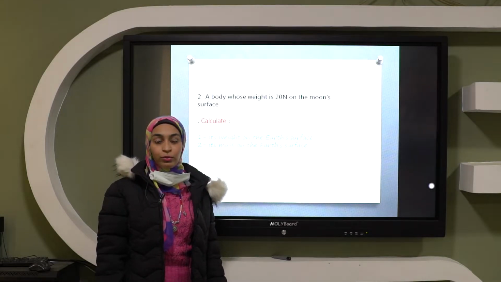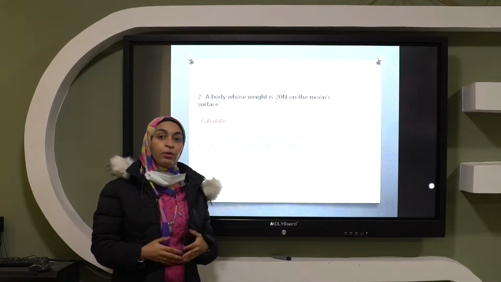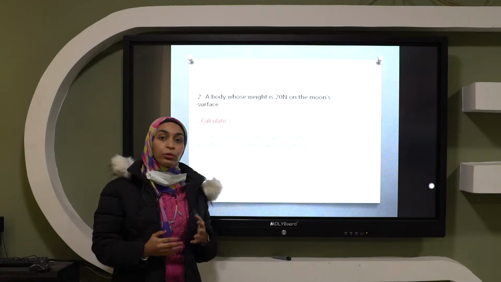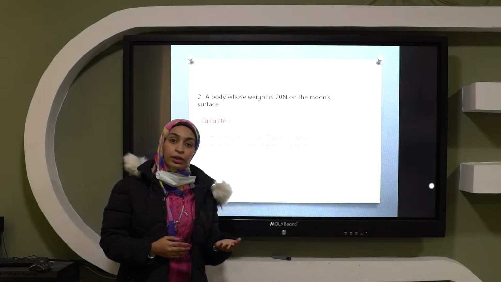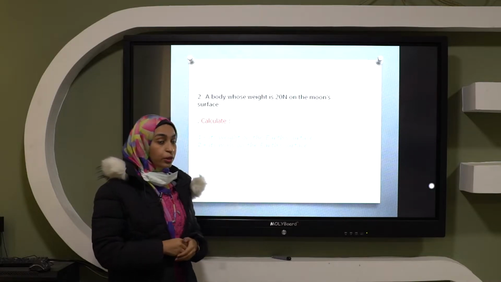Unit 1 talks about mass and weight. The most important part in this unit: how can we answer the problems? First, we have to know the rules that we want to calculate the weight on the earth and the weight on the moon. We know that the weight equals mass times 10.